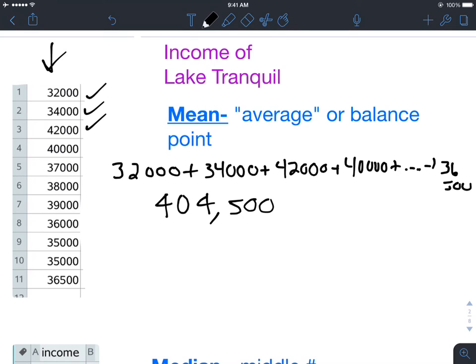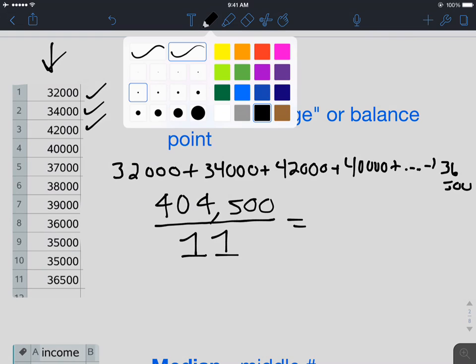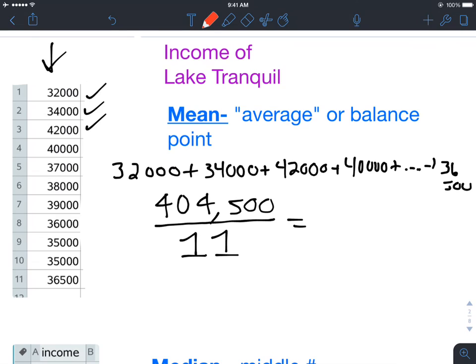Because we have 11 houses, we need to then divide by the total number of incomes we had, and we get our mean at 36,772 and 73 cents. So the mean is just the average.